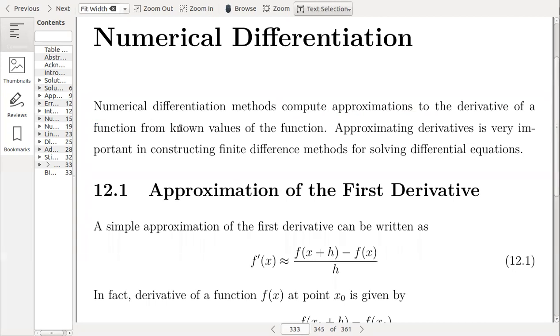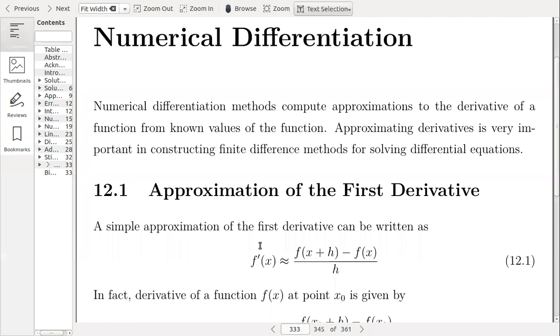So if we provide known data of a function, we construct a computation which will approximate the derivative. Approximating the derivative is very important in constructing finite difference methods for solving differential equations, because these derivatives are involved in differential equations. That is why approximating derivatives is very important in constructing methods to deal with differential equations.